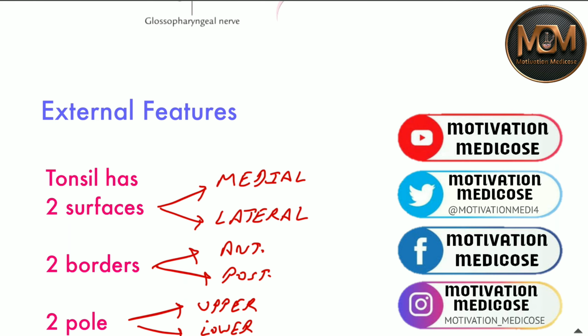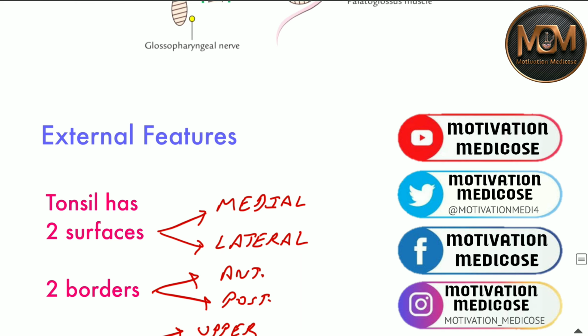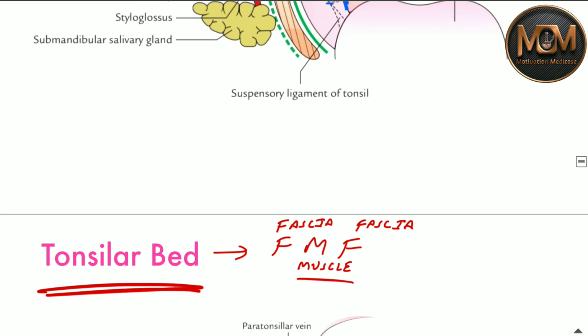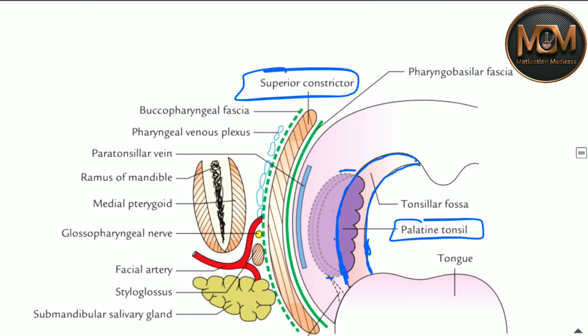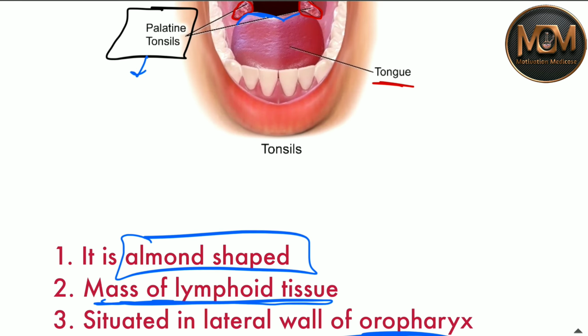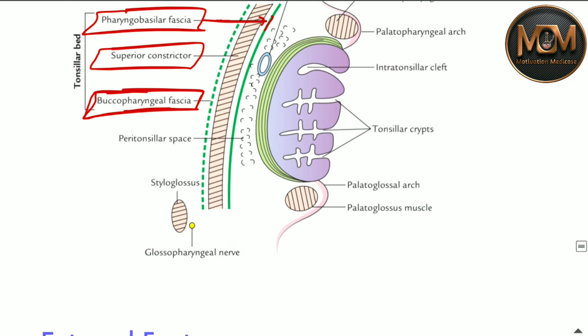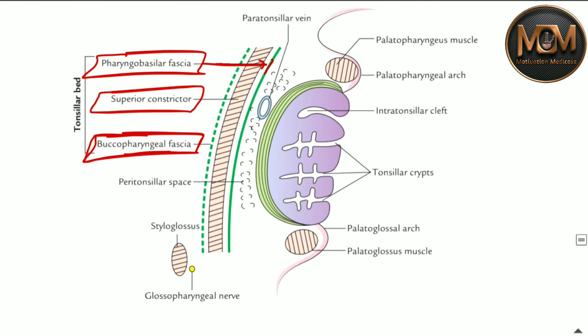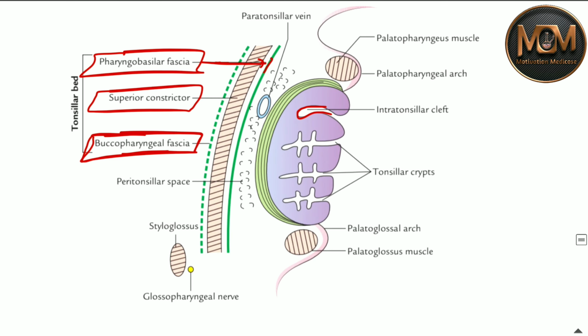If you are talking about the medial surface, as I have already told you in the diagram, it is present near the oropharynx, so it is bulging into the oropharynx. And one more thing I want to show you: these structures you can see, these bulging, crypt-like structures.